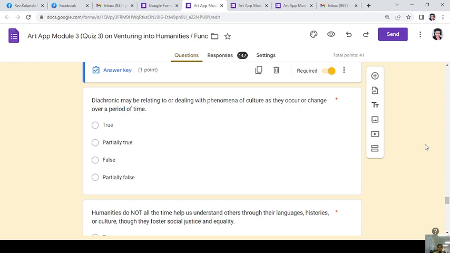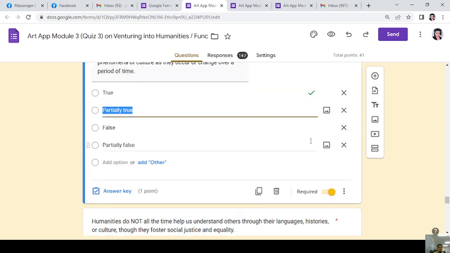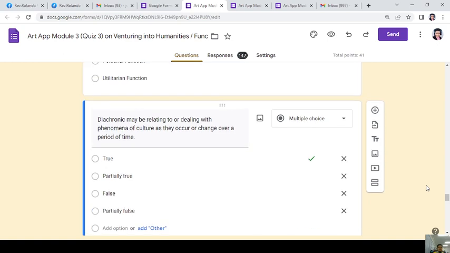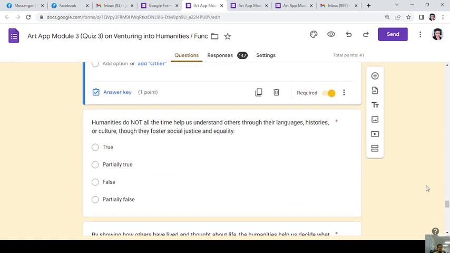Next, diachronic maybe relating to or dealing with phenomena of culture as they occur or change over a period of time. Is that true, partially true, false, or partially false? Perfect. It's true.